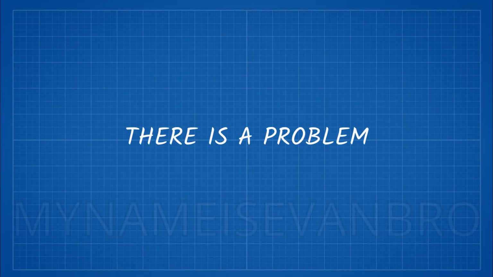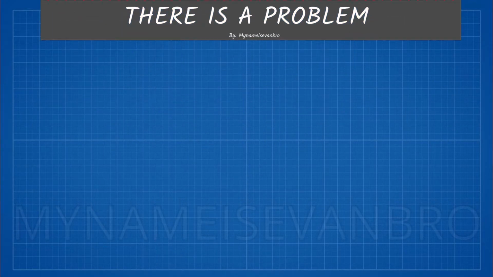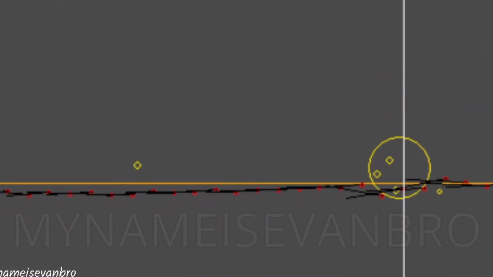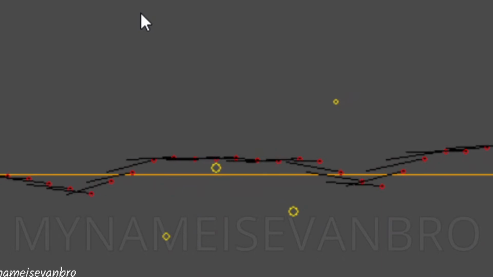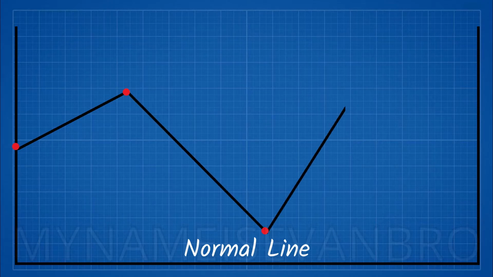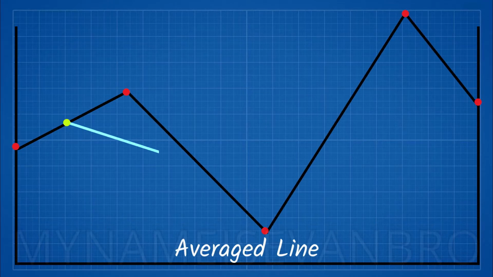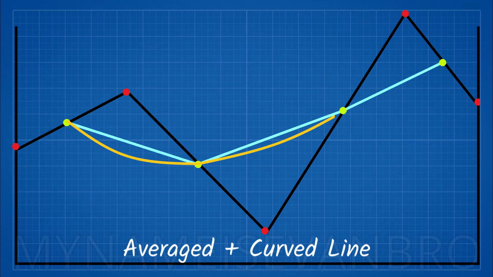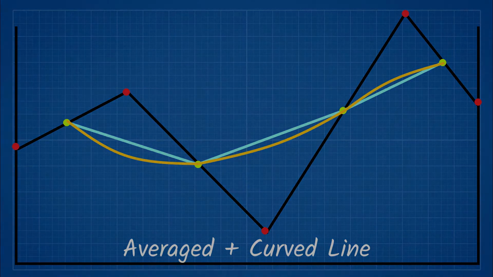But wait, there is a problem. Due to spring physics, every other spring will have the opposite velocity value, making the water look super jaggedy, and it looks ugly. To fix this, you can make it draw a point at the average of 2 points, making a real smooth line. You can even use curve functions to make it even smoother, but nobody has time for that.